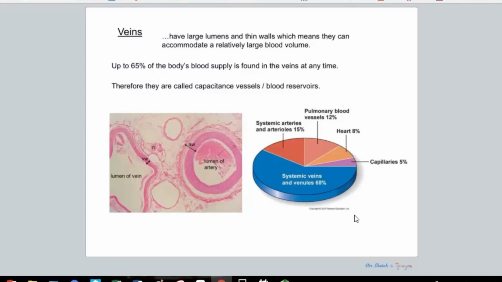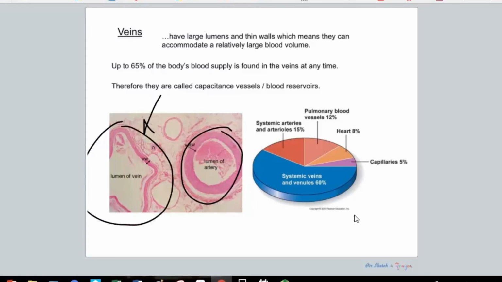All right, so here's some histology. Here's a vein. Here's an artery. And something you might notice about veins is veins have really large lumens and also thin walls. And what this means is that they can accommodate a large amount of blood. And in fact, up to 65% of the body's blood supply at any time is found in the veins. And that's what this is showing right here. This is the percentage of blood that's found in different areas of the body.